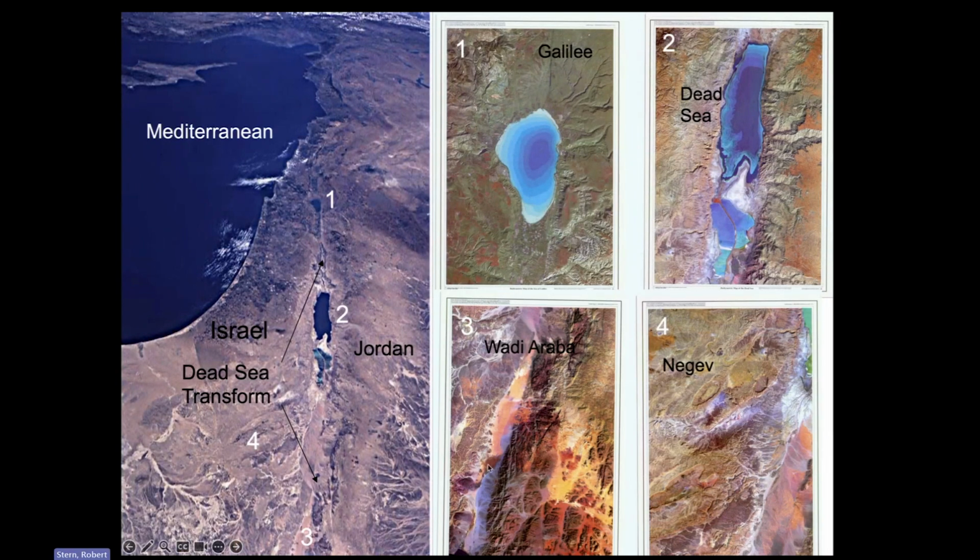This is Wadi Araba here, down here. That's the strike cliff system going in there. And this is the Negev. These are transpressional structures. You can see breached anticlines in here. It's a desert, so the erosion rate is very low.